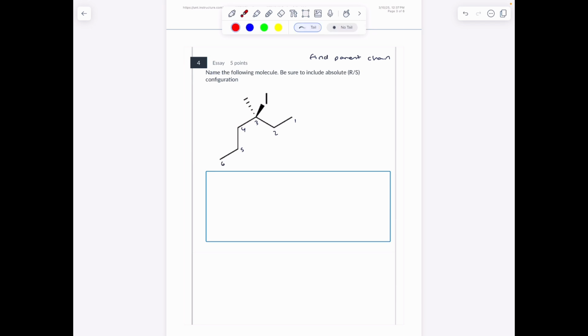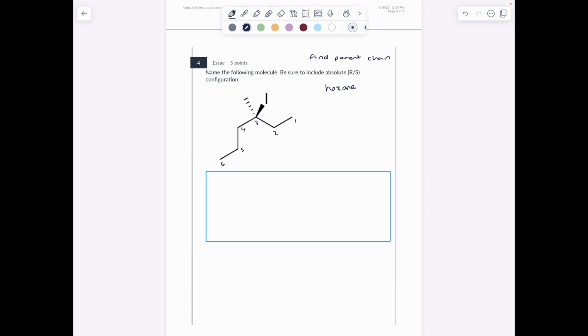So I will double check. This is a 6-membered chain, so I think it's hexane. But if I were to go here, then it would stop at 4. And if I were to go 1, 2, 3, 4, it would stop at 5. So I think this is the longest chain. But I am going to number it from the right because then both my substituents are on 3. And if I numbered it from the left, both of my substituents would be on 4, and that's not good. So first thing is this is hexane.